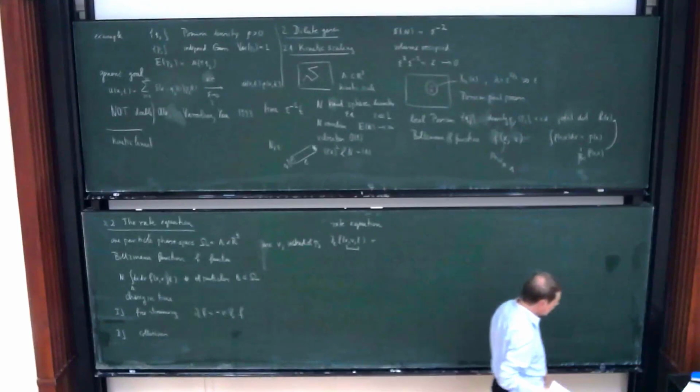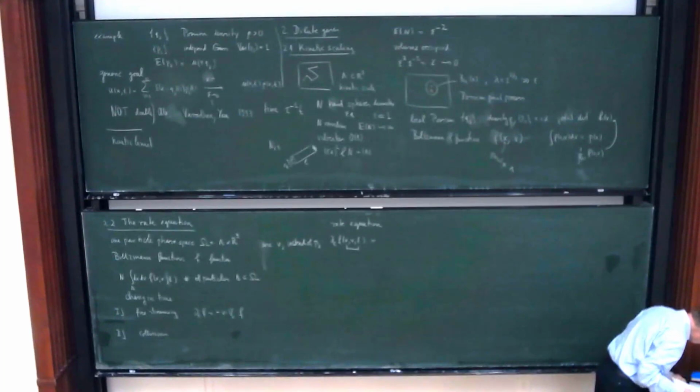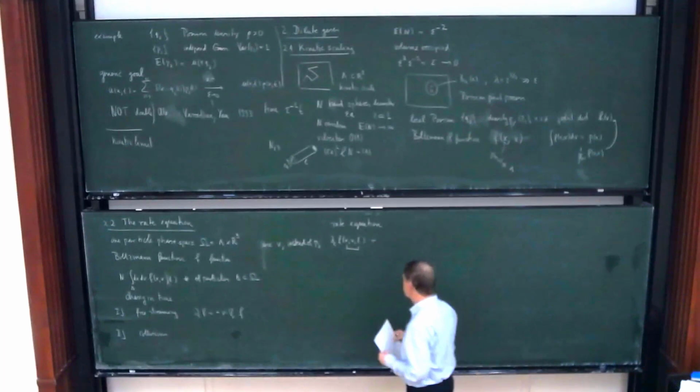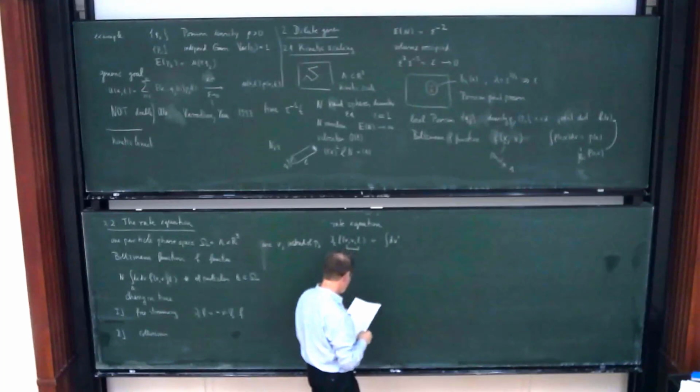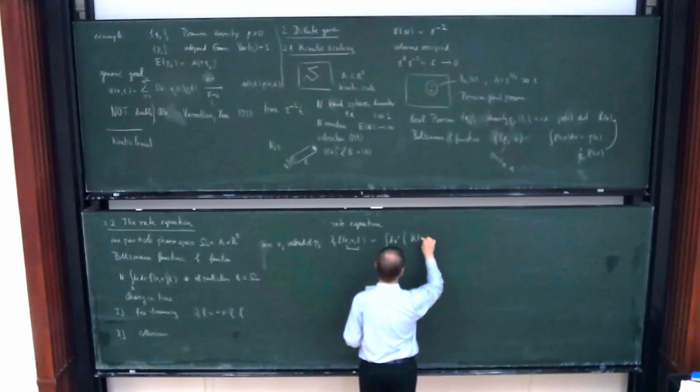What I want to do is write down a rate equation for this velocity. Basically, we have a standard rate equation, so I'm integrating over all these velocities, and there will be a kernel which tells me how much is scattered from v into v prime.